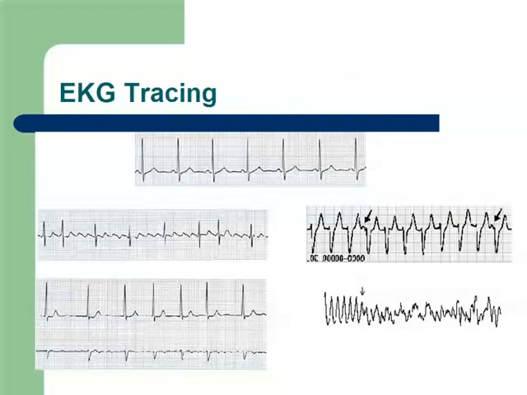Now, if you look at this, the top tracing right across is just a lovely regular sinus rhythm. This is showing you an atrial flutter. This is showing you an atrial fib, another atrial fib. This is showing an SVT, or a VTAC, depending, and this is VTAC, VFib.